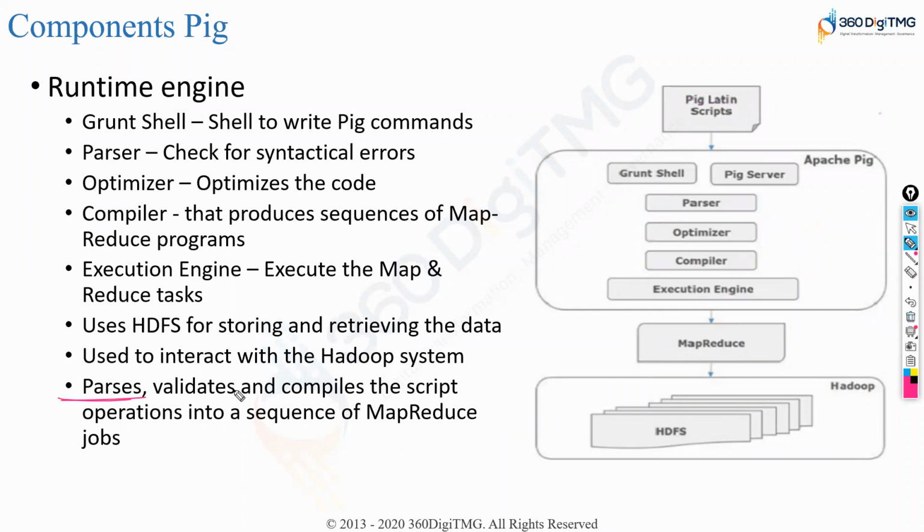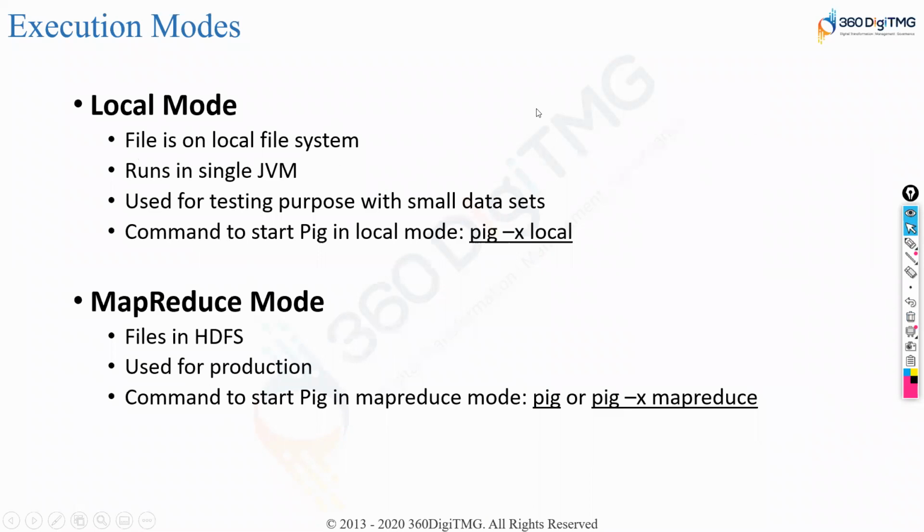The parser validates the code, then optimizes the code, and compiles the entire code or script into a sequence of MapReduce jobs. The parser checks for errors, optimizes the code, then generates a sequence of MapReduce jobs and executes those jobs. Very simple architecture. This is your Apache Pig architecture.